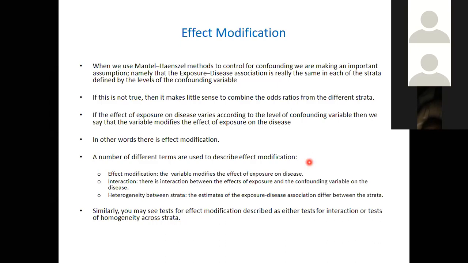Of course, when you are including the variable, you may think, oh, it's a confounder, but you have to first of all do something to find out if it is an effect modifier. If the effect of exposure on disease varies according to the level of the confounding variable, then we say that the variable modifies the effect of exposure on the disease. That was what I was saying the other time.